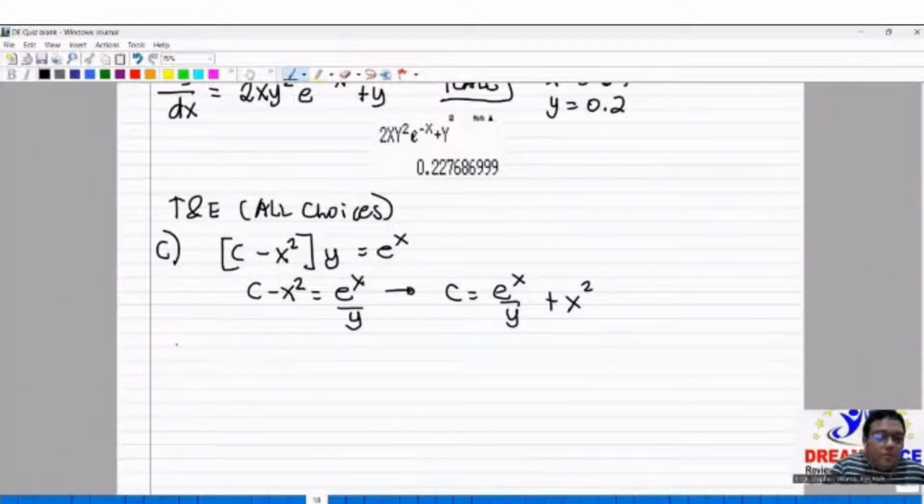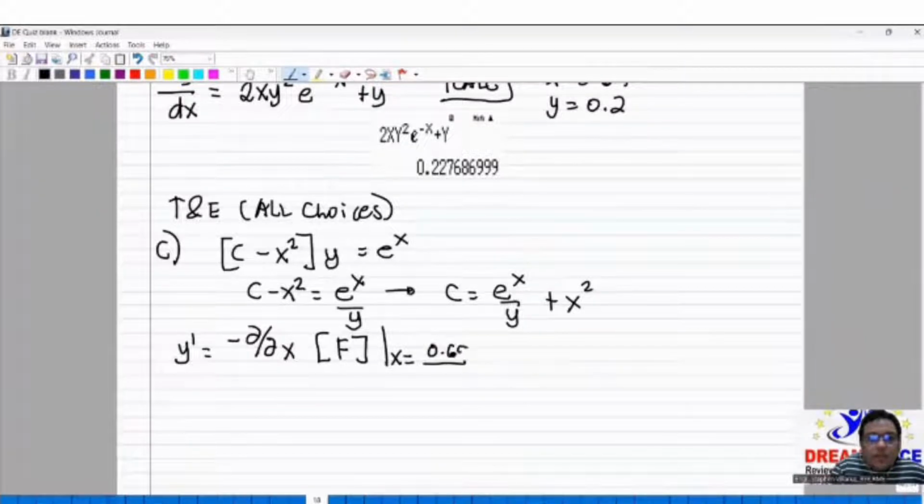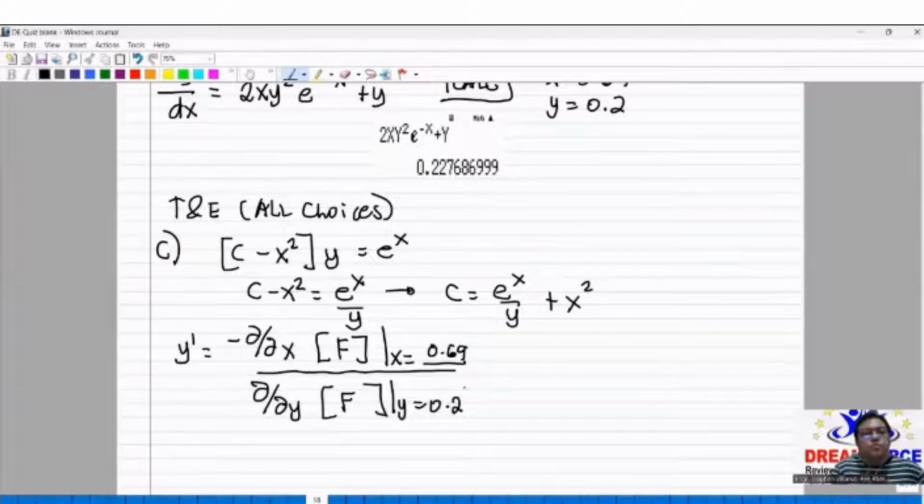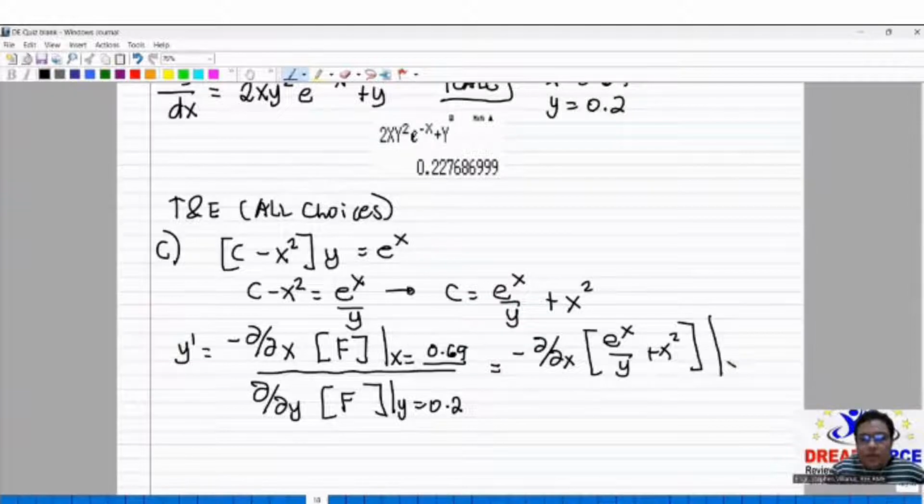So, therefore, y prime is equal to negative partial derivative with respect to x ng ating f, such that x is equal to 0.69. Tapos yung nandito sa baba, with respect to y naman, such that yung y natin is 0. So, this will become negative partial derivative with respect to x ng ating function or yung e to the x over y natin plus x squared. Then, when x is equal to 0.69. Pero take note, yung y natin dito, constant. So, this will become 0.2.